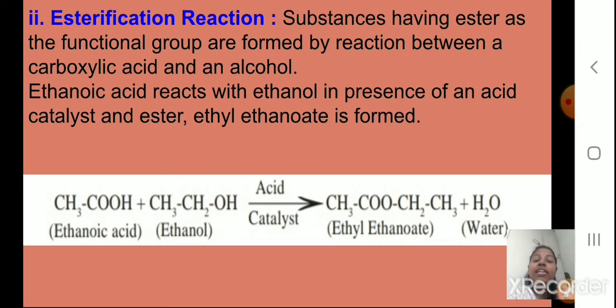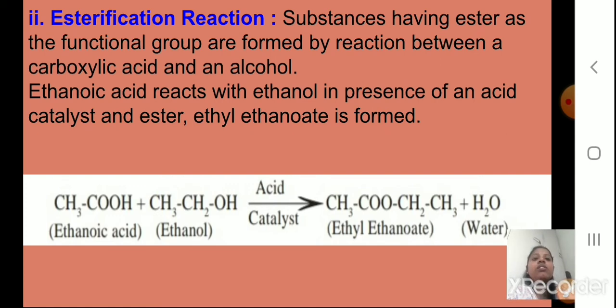Ethanoic acid, that is CH3COOH, plus ethanol, CH3CH2OH, in the presence of an acid catalyst. What are you getting, students? Ethyl ethanoate, CH3COOCH2CH3, plus H2O. Okay, students, so you will remember the reaction. Here the H is replaced in the ethanoic acid by the ethanol alkyl group, that is CH3CH2.